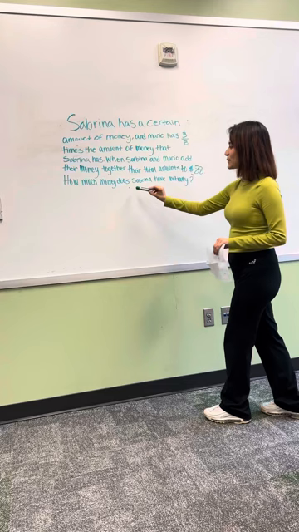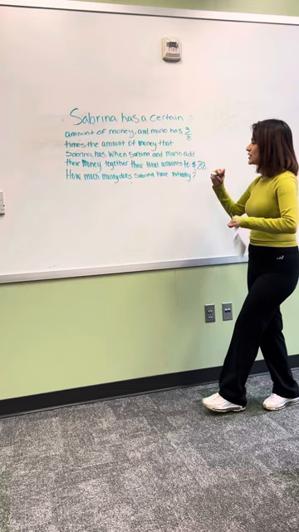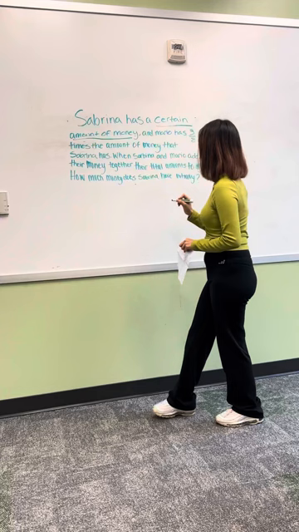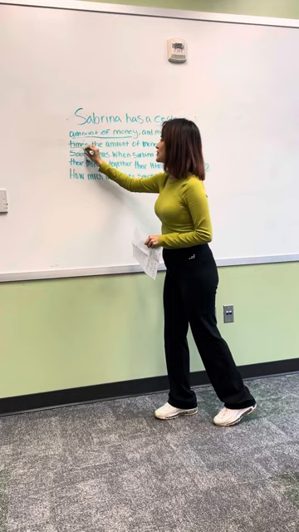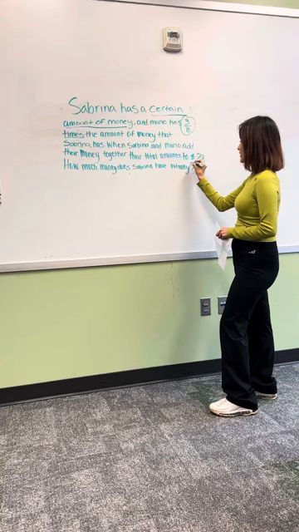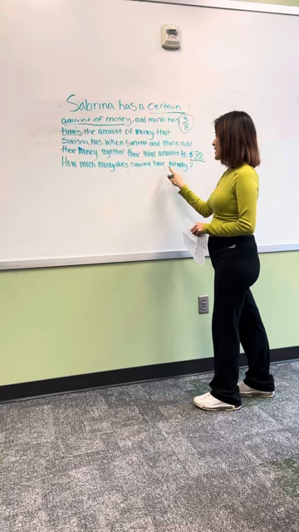So I'm going to highlight the important parts. Sabrina has a certain amount of money. We don't know what it is, but she has it. And then Mario has 3/8 times what Sabrina has. And then when they add their money together, we have $88. And now we're looking for how much Sabrina has initially.